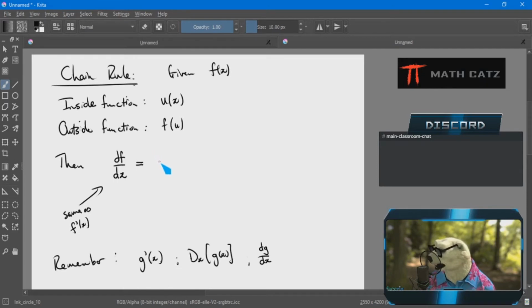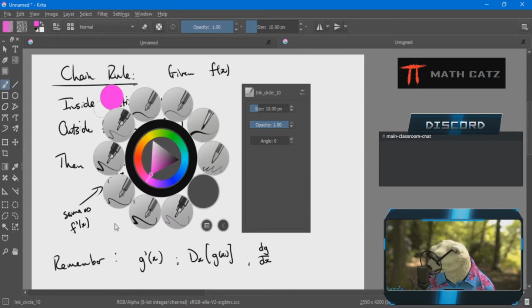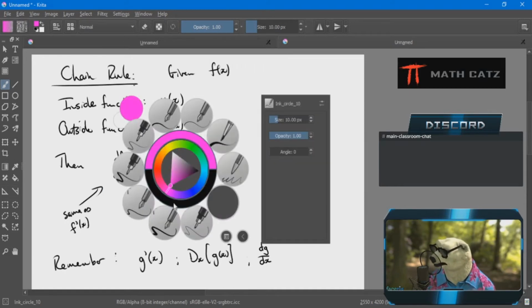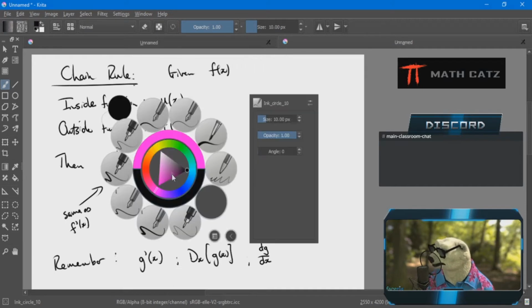I'm going to have, let's do it with colors. Let's use some colors. I'm going to have a pink part, and I'm going to multiply that.